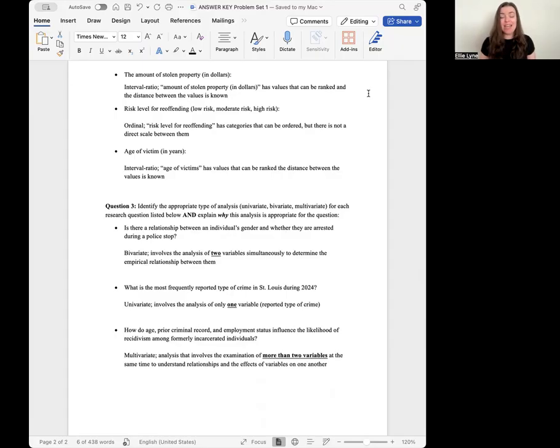It can be ranked, and the distance is measurable and it is known to us. Moving on to risk level for reoffending: low risk, moderate risk, and high risk.